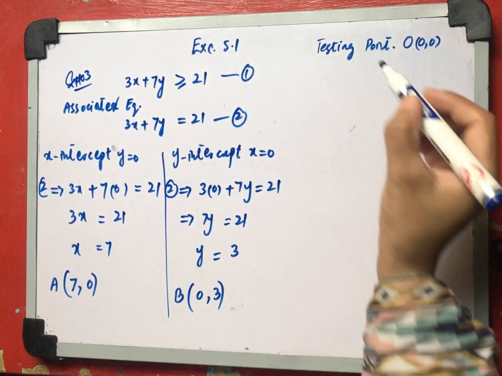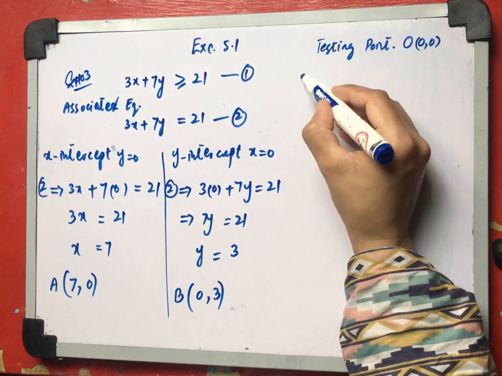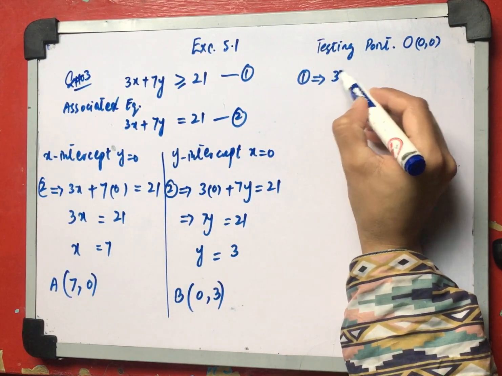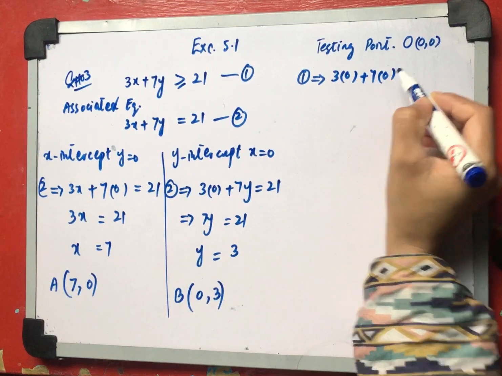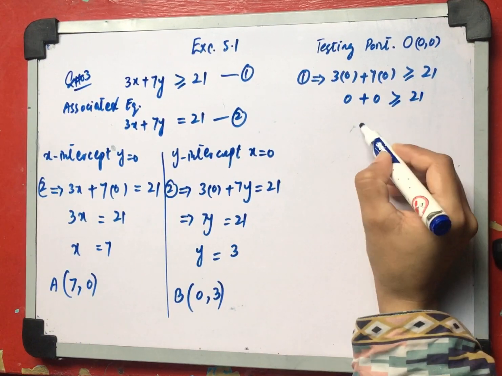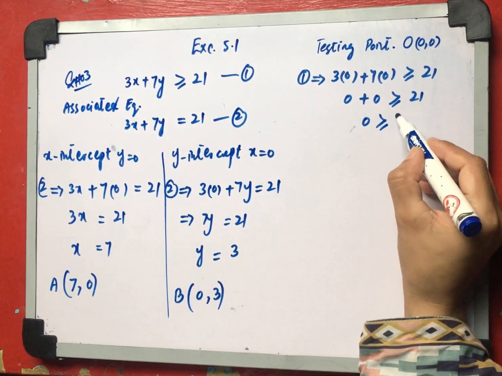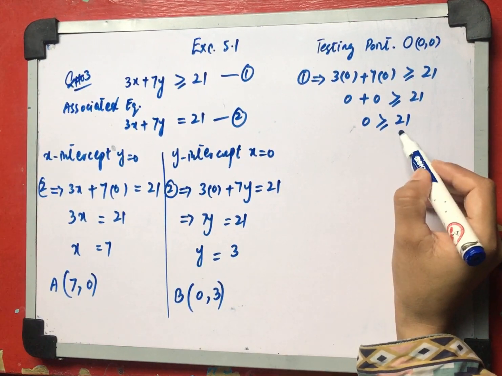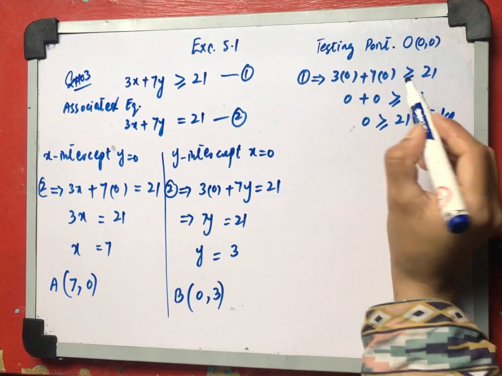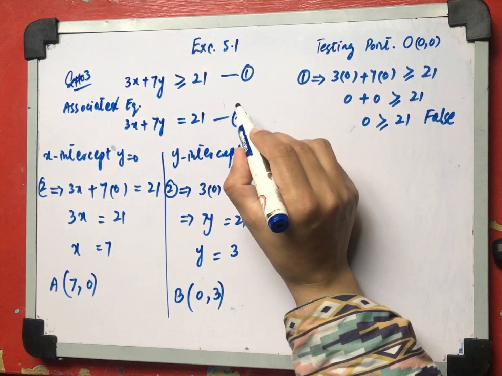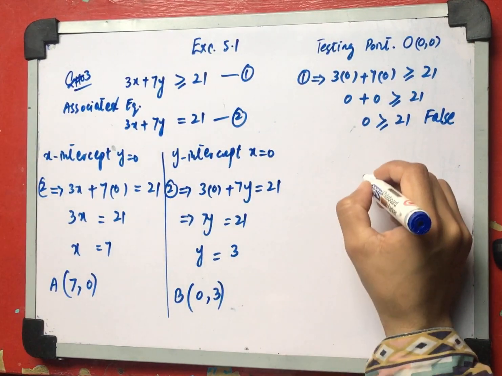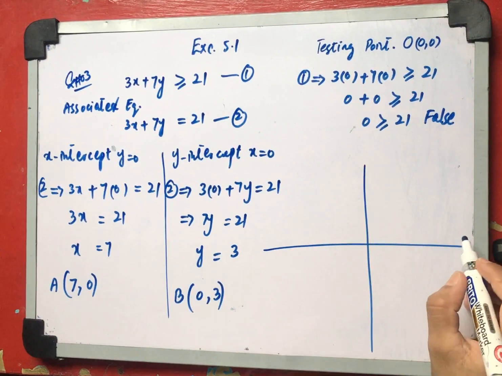Let's check a testing point for the given inequality. So put x and y as 0, 0 in equation number 1. 3(0) + 7(0) ≥ 21. 0 + 0 ≥ 21 implies that 0 ≥ 21. Is 0 greater than or equal to 21? No, this condition is false. It means origin (0, 0) does not satisfy inequality number 1. So what region is going to be shaded?